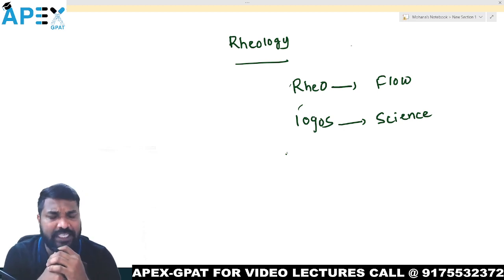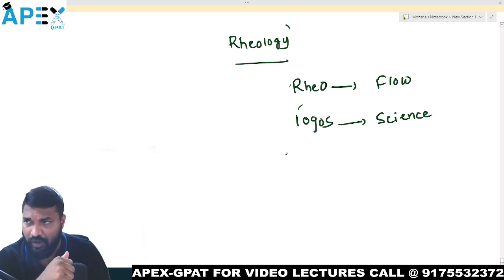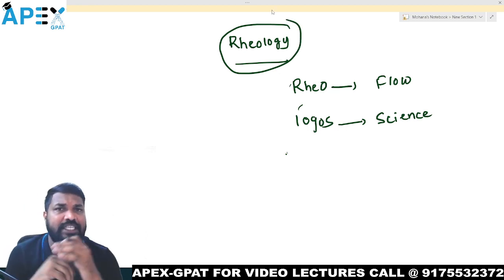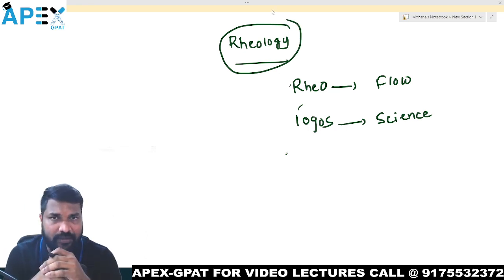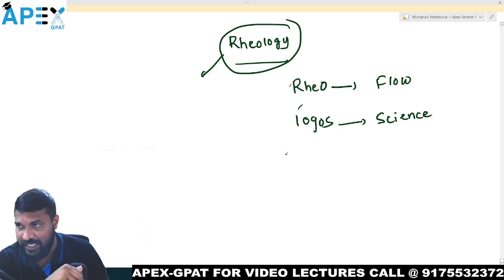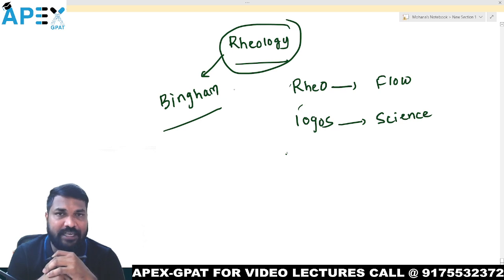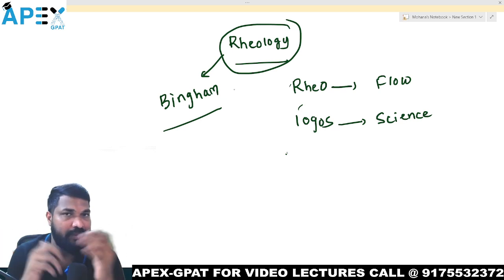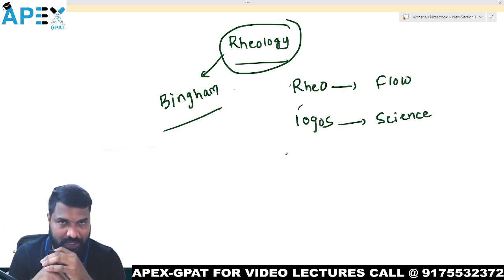But which scientist coined the term rheology? Who is that scientist? Yes, the name of the scientist is Bingham. So this is the scientist. He has given the name, what? Rheology. And what do you mean by rheology? It is the science of flow.